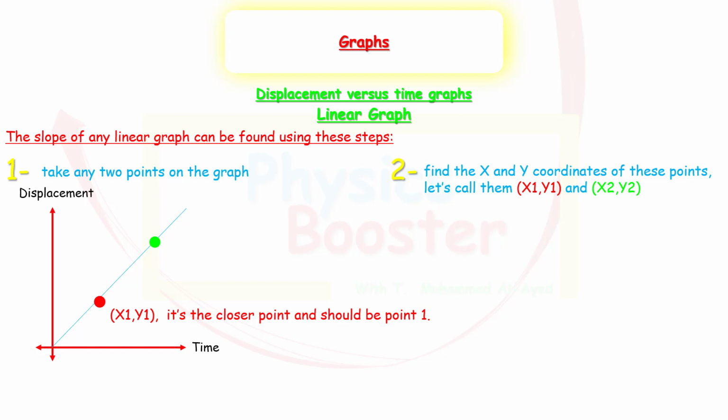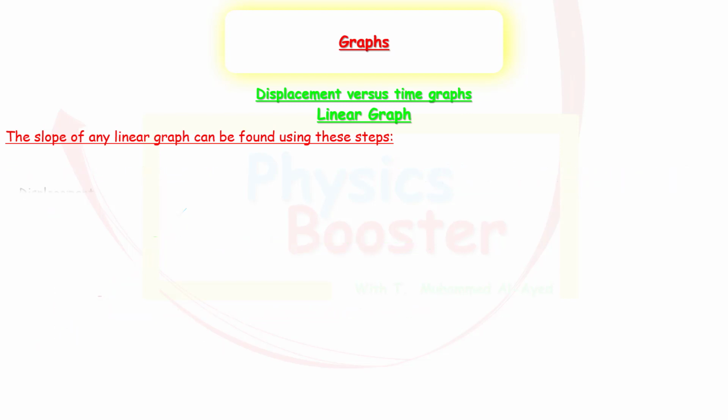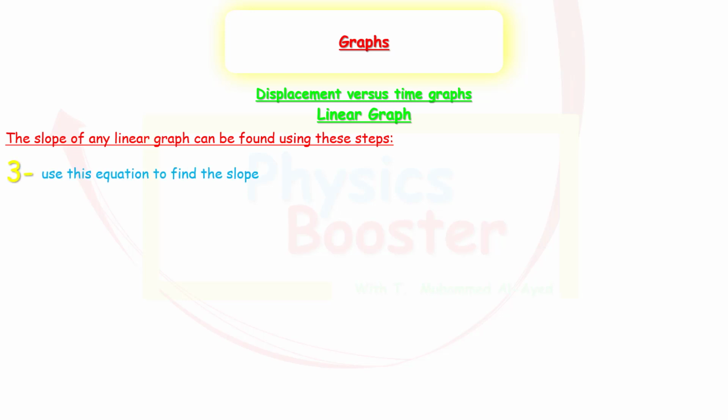So the closer point will take x1 and y1, and the further point will take x2 and y2. The next step is as follows. From these coordinates that we got, we can find the slope using this simple equation. The slope is equal to y2 minus y1 divided by x2 minus x1. So it's the change in the y components divided by the change in the x components. Using this equation, we can find the velocity.